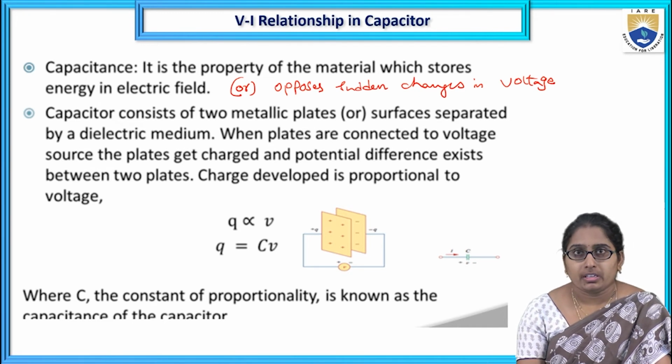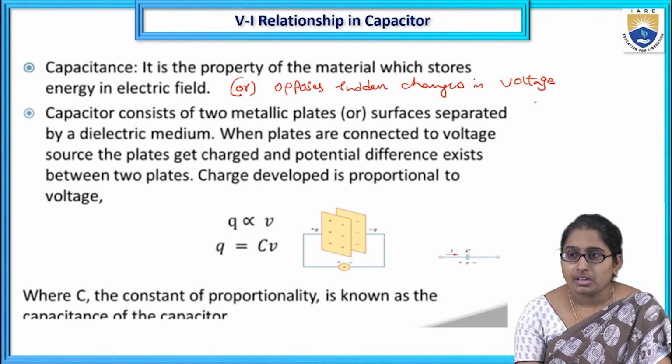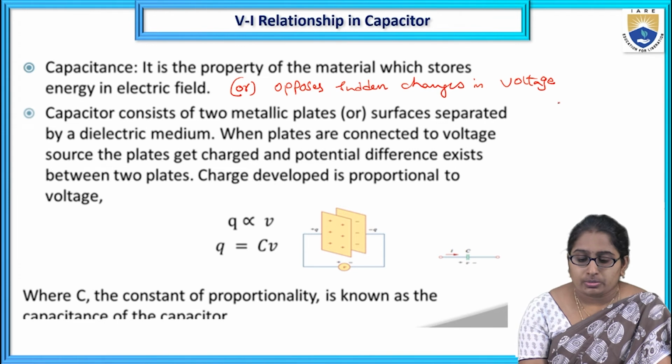Actually, the inductor is the contradiction to this. An inductor opposes sudden changes in current, while a capacitor opposes sudden changes in voltage. So this is how capacitance is defined.